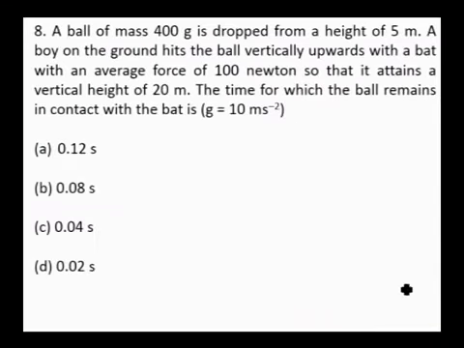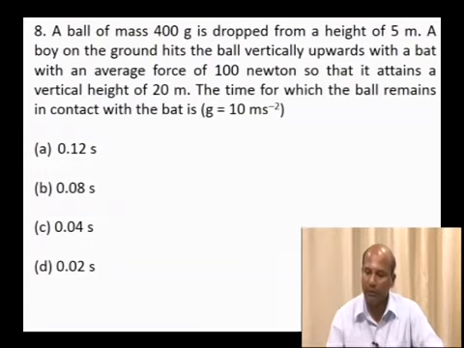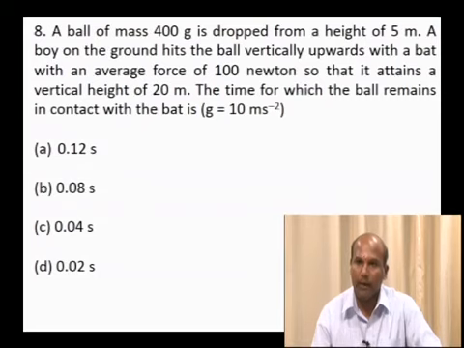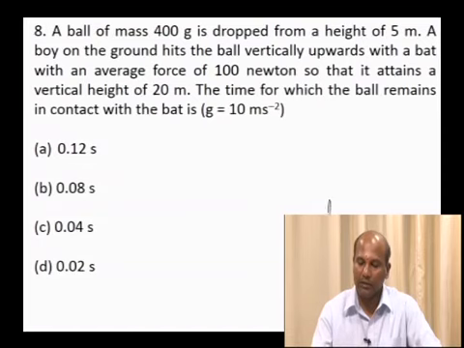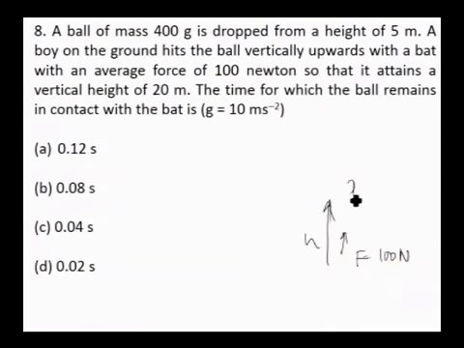So coming to the next problem. A ball of mass 400 gram is dropped from a height of 5 meter. A boy on the ground hits the ball vertically upward, so he is hitting it in the reverse direction with an average force of 100 Newton, so that it attains a vertical height of 20 meters. The time for which the ball remains in contact with the bat is asked. So you need to find out the time.